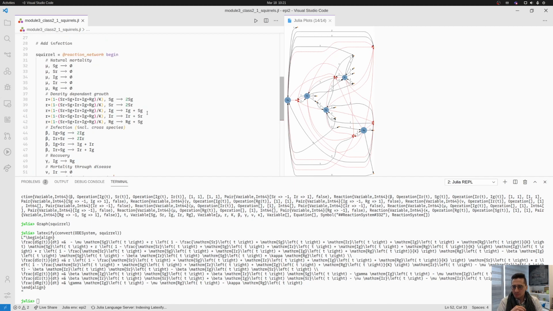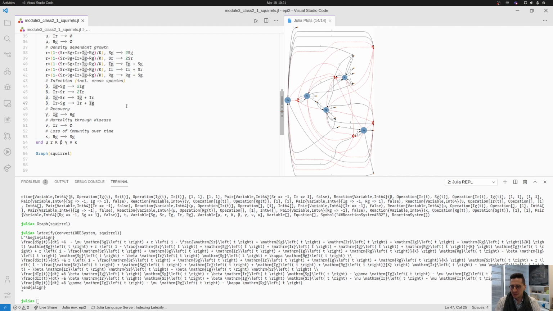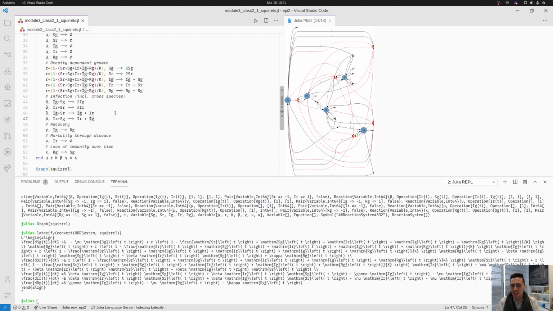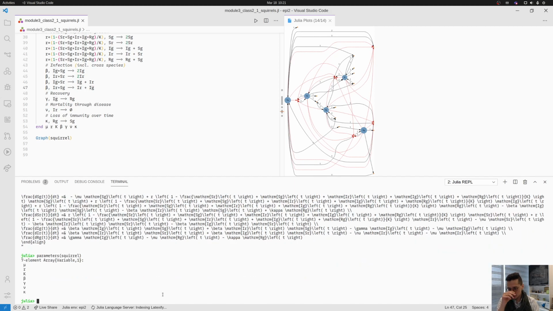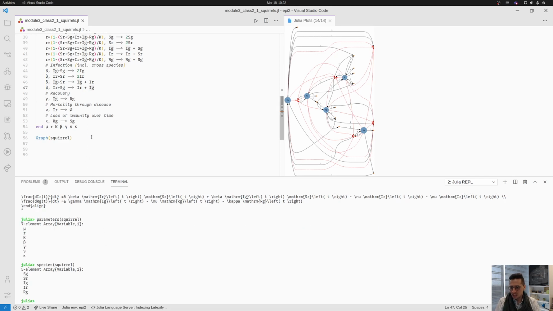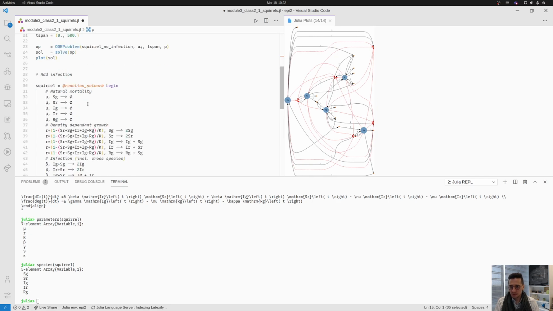Okay, so I actually really like writing models this way because you can list what the different behaviors, what the different processes that you want to put into your models are, and check that it's complete. Let's have a look at the parameters of this model. So it's mu, r, k, beta, gamma, nu, kappa. And let's have a look at the species. And the species are SG, SR, IG, IR, RG.